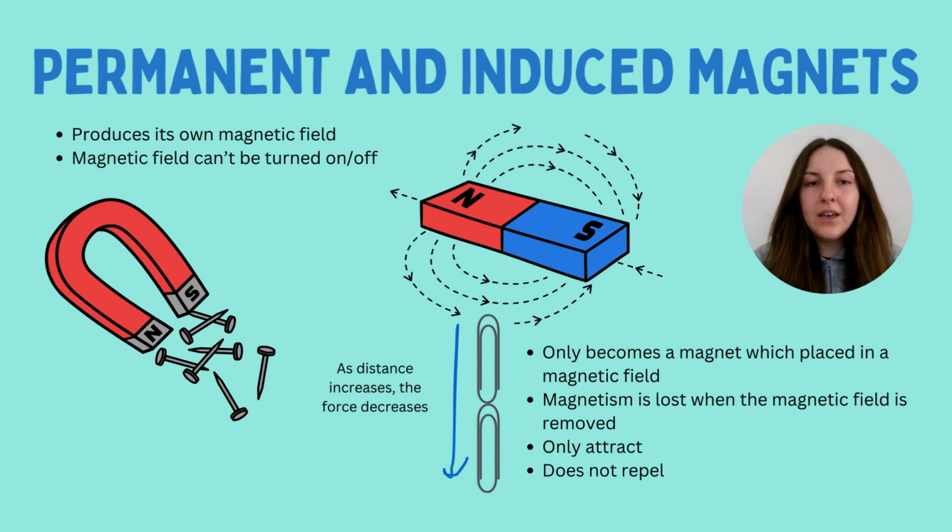So the key idea here is to know that if we were to place one of those induced magnets next to another magnetic material, it can attract those other magnetic materials. However, it does not repel. And that's the key bit they want you to know for the exam, that induced magnets do not repel, but permanent magnets do. Another thing to mention as well is that when the magnetic field is essentially removed from that induced magnet, the induced magnet loses its ability to attract those magnetic materials, and the magnetism is lost quite quickly. So that's another key idea for you guys to know.